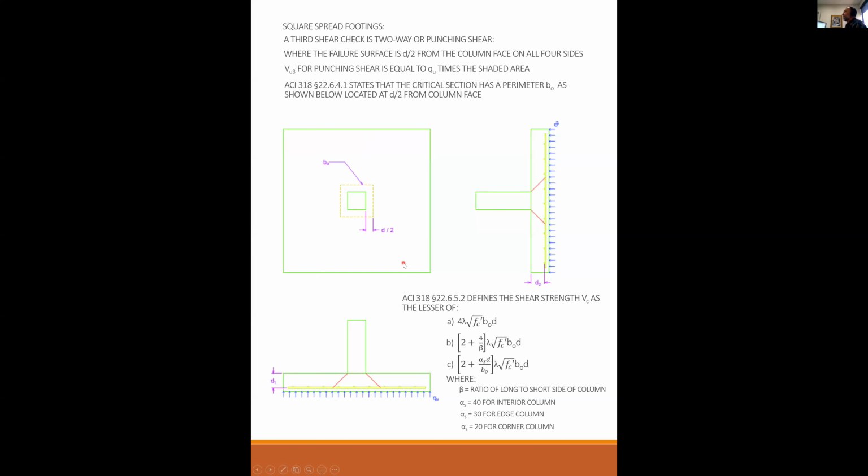I have to go back and check that, but I'm thinking the definition is, see this beta naught? If beta naught is completely in the concrete, then it's 40. But if the edge encroaches on this beta naught, then it's an edge column. And if the two edges encroach on beta naught on two sides, then it's a corner column. I think that's how I would interpret it. Okay.